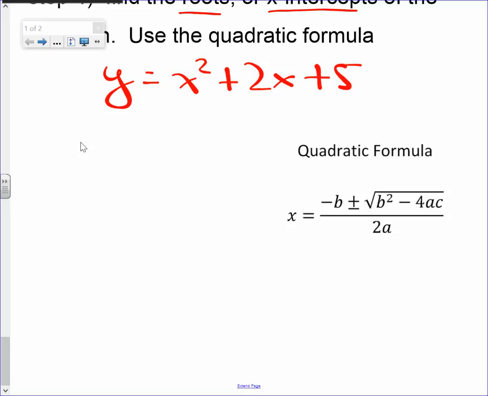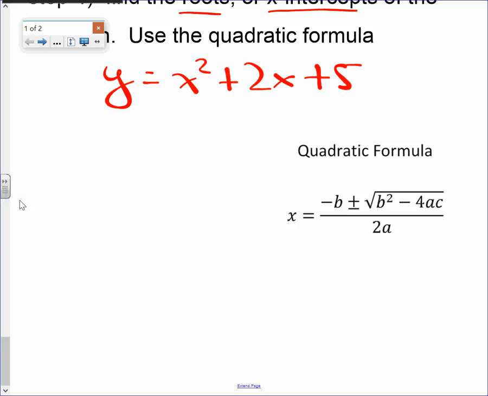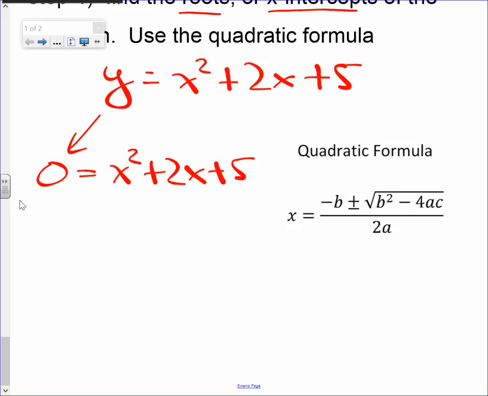So, recall that when we use the quadratic formula, negative b plus or minus the square root of b squared minus 4ac, all over 2a, the first thing we've got to do is make y what? 0. Make y 0: 0 equals x squared plus 2x plus 5.